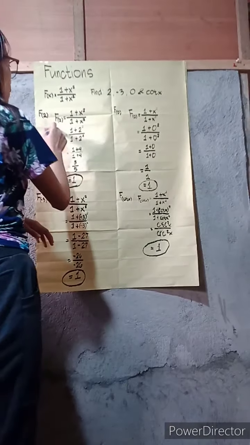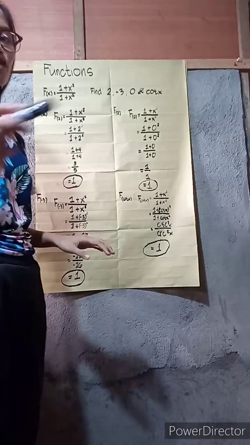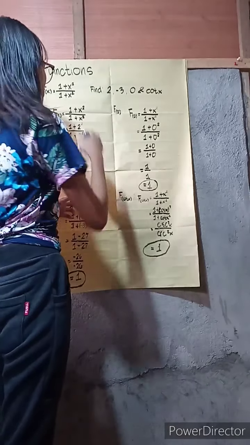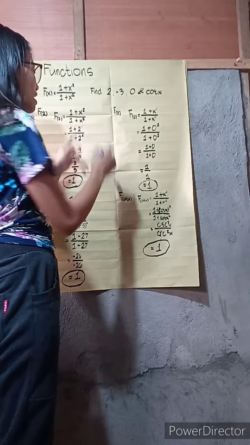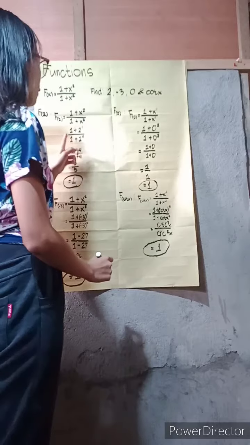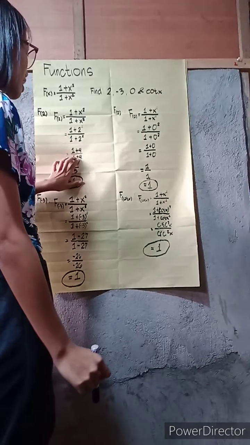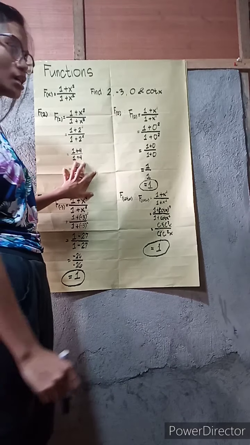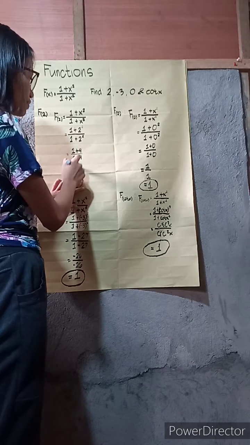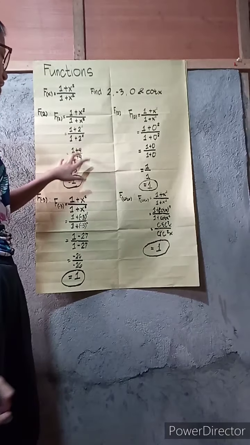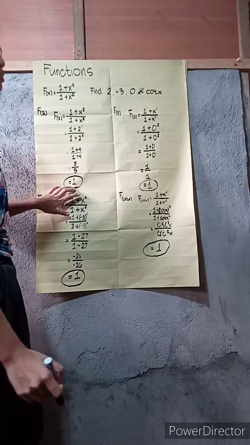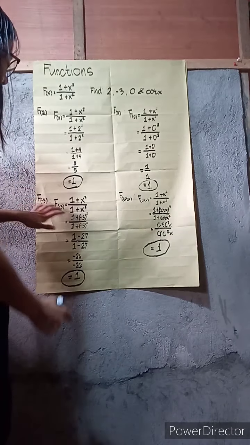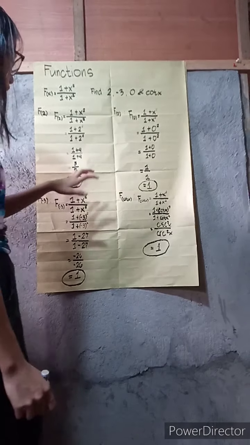For f of 2, we have to substitute the value of x with 2. So 1 plus 2 squared over 1 plus 2 squared is equal to 1 plus 4 over 1 plus 4. So 1 plus 4 equals 5, so over 5, 5 divided by 5 is equal to 1.